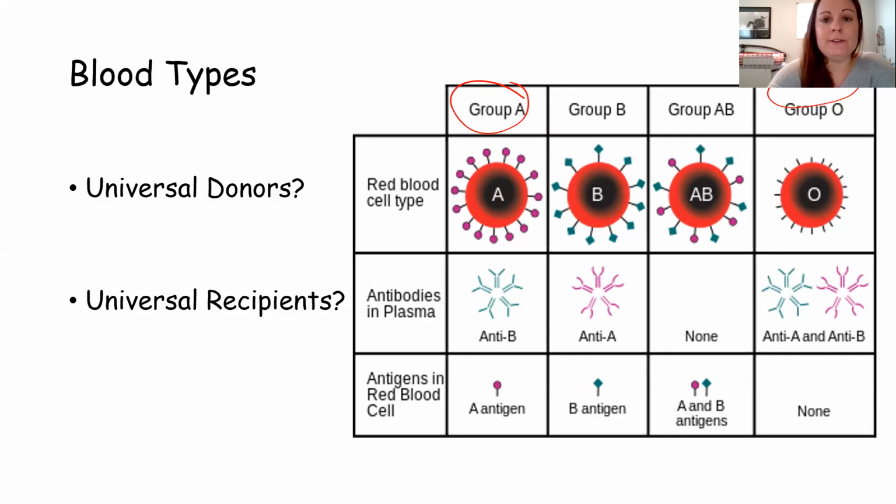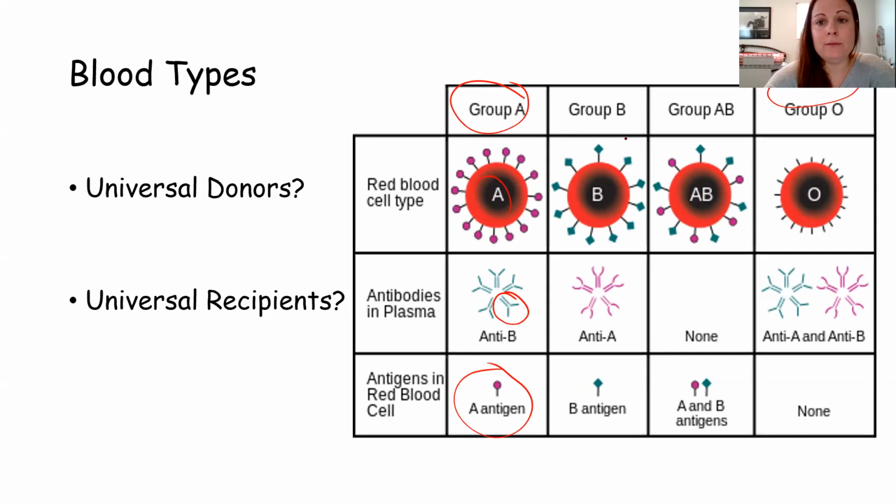If you look at an individual's red blood cells with type A blood, you will see that they have these pink circular antigens on the surface, and they have a drawing of that down here. Someone with type A blood makes antibodies that attack type B blood. So you could never give type A blood to someone with type B.